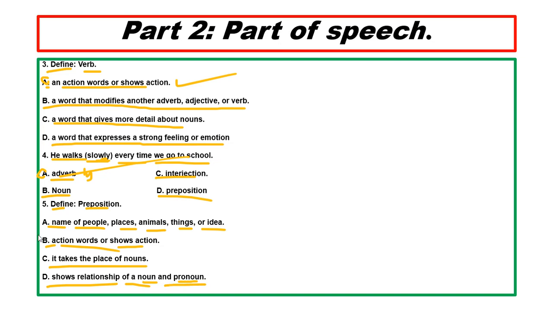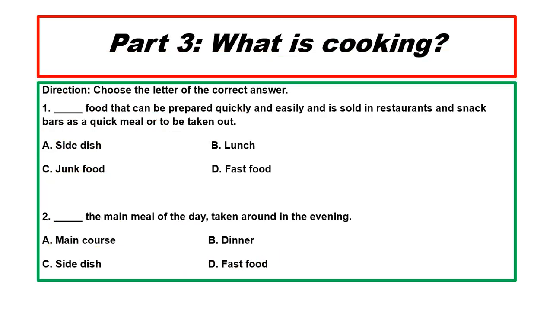Okay, the answer here, define preposition. So this one here, okay? So letter D shows relationship of a noun and pronoun. Okay, so part 3. Because this is the part 3 right now. So what is cooking? What is cooking? Okay, so what is cooking? So from the word here, so it's asking what is cooking. So the unit 5 of your books.